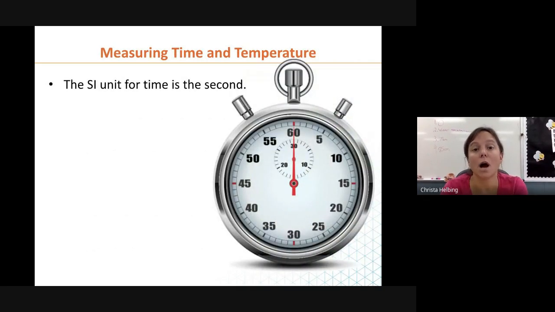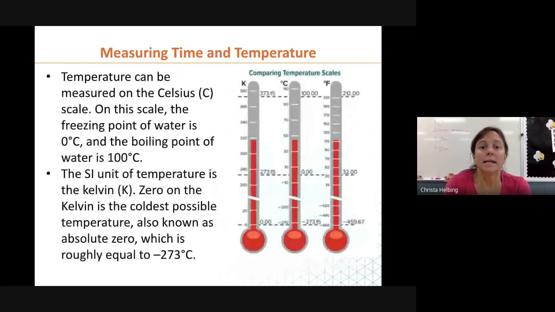Okay, so the SI unit for time is seconds. That's pretty standard. There's really no other measurement of time. It's seconds, it's hours, right? Days, weeks, those are all standard units of measurement. Now, temperature, we're used to Fahrenheit. Again, most countries don't use Fahrenheit, they actually use Celsius. But the standard unit of measurement is actually the Kelvin scale.